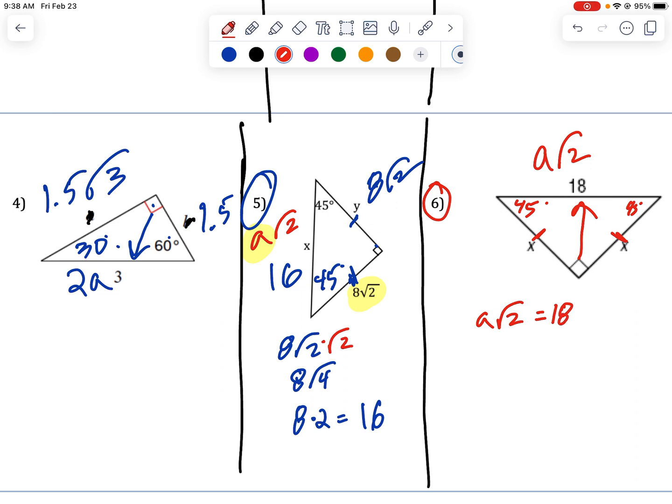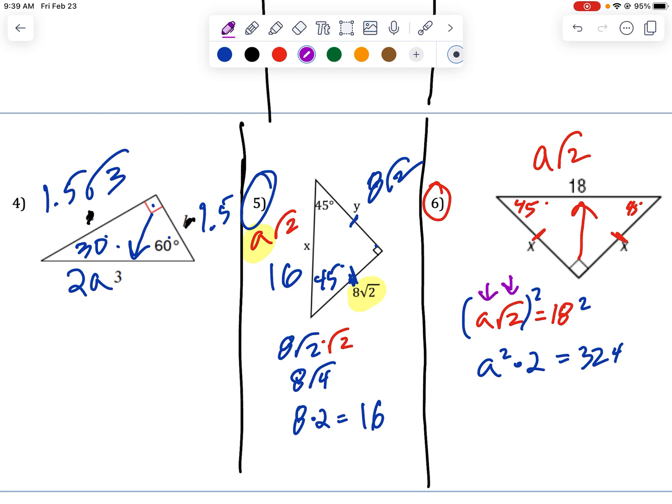Now I showed you two different ways of doing this. I showed you how to rationalize the denominator by dividing by root 2 and then multiplying root 2 over root 2, or I showed you how to square both sides. Some people are able to jump right to the answer, and that's totally fine if you remember the pattern. But I'm going to show you the work. If I square both sides, I get a squared times 2 equals 324. Remember, I have to not only square the root 2, but I also have to square the a. All right, you have to square both.